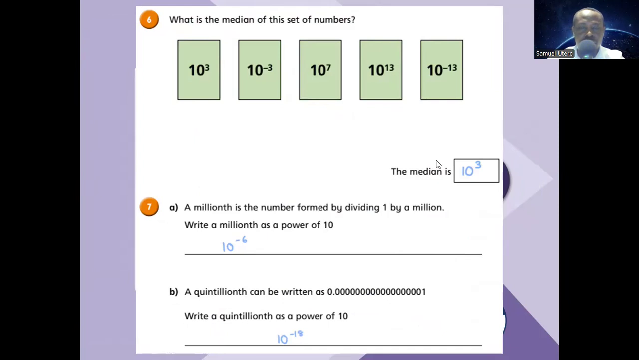And then question 7, you were asked, a millionth is the number formed by dividing 1 by a million. Write a millionth as a power of 10. So a millionth will be 10 to the power negative 6. Remember, you're dividing by a million. A quintillion will be written as that. Wow, that's a lot of zeros. And then that will be 10 to the power negative 18, I think.